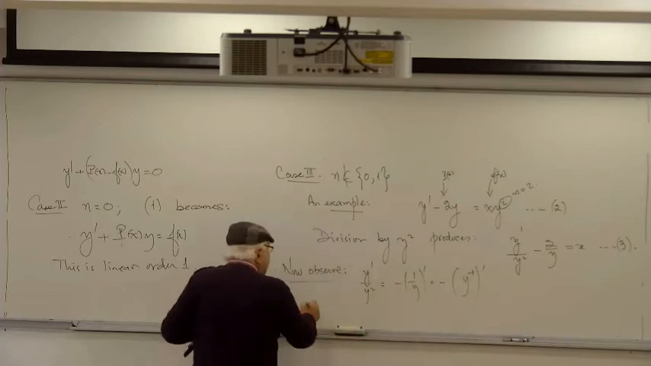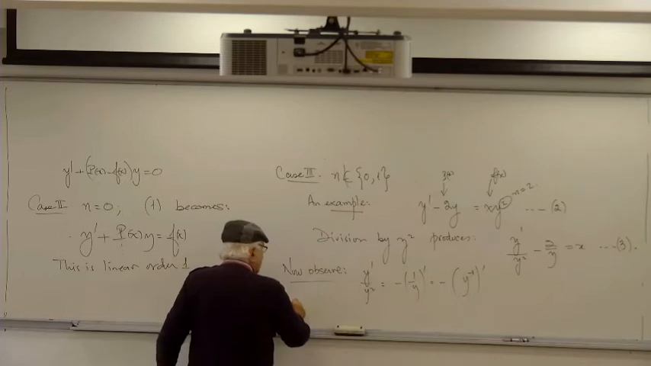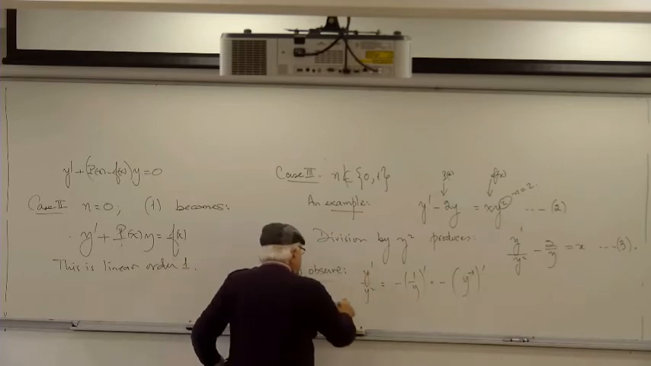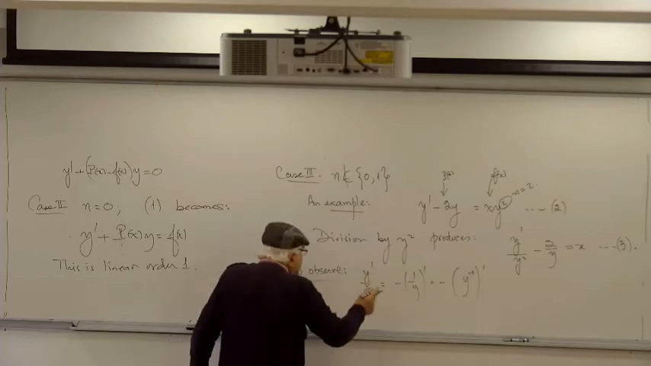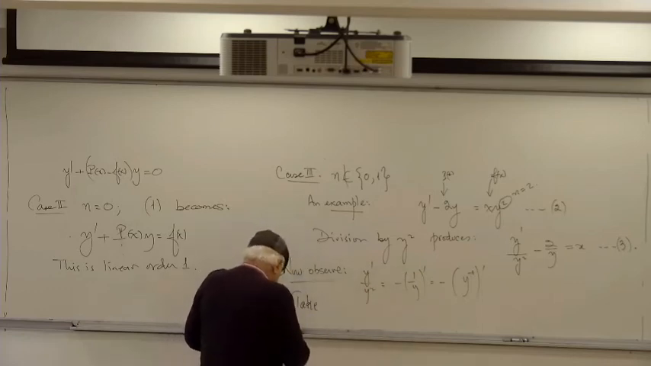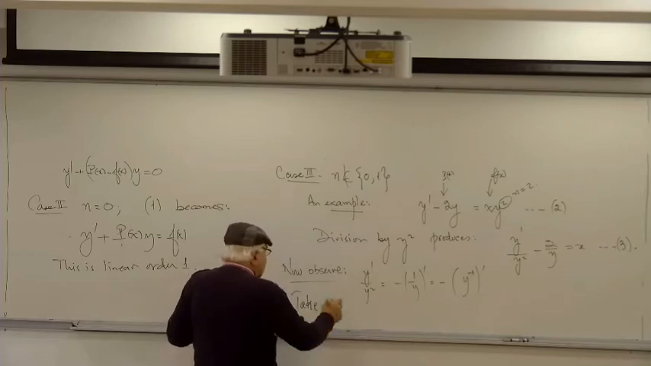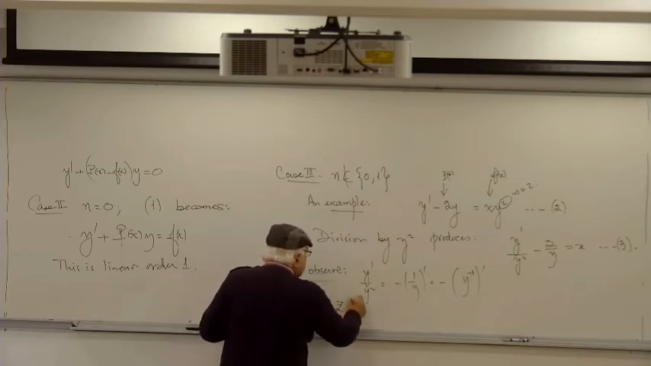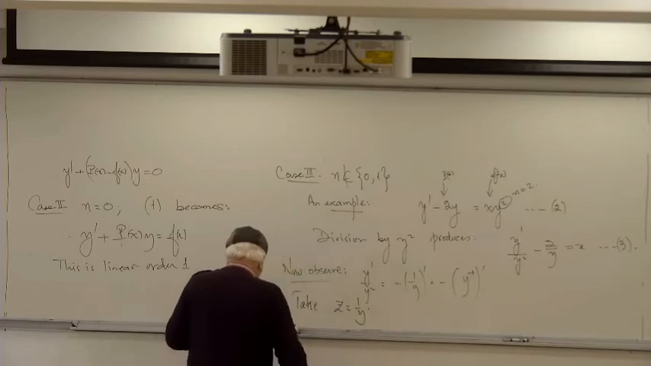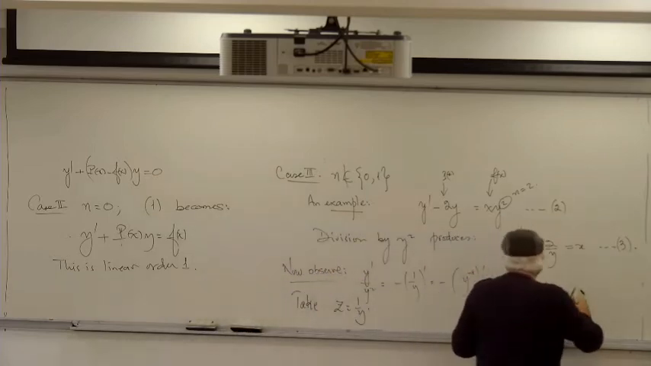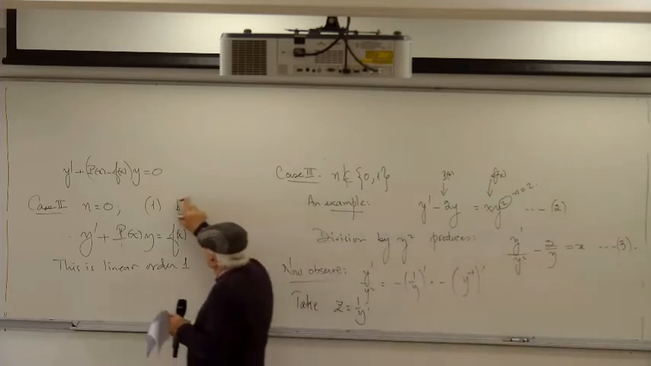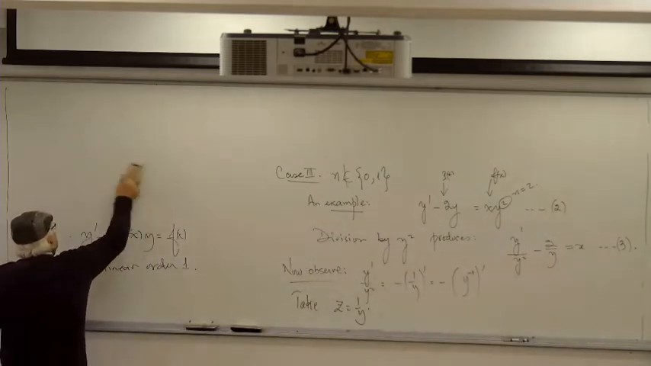So it makes sense to take 1 over y as a new variable. You can call it v, w, u. I will call it z at this moment. And see what happens to our equation upon this substitution.